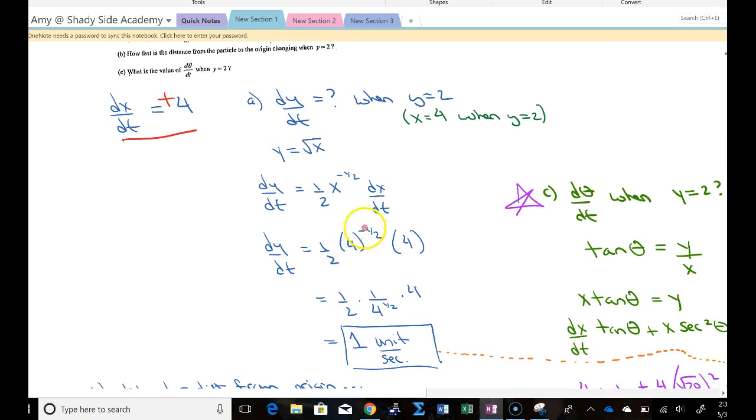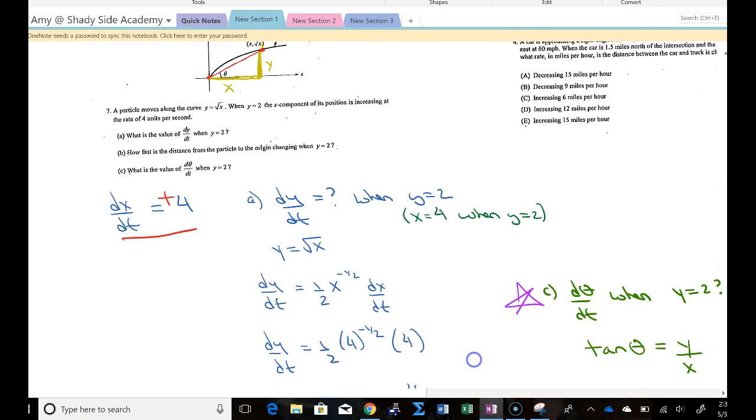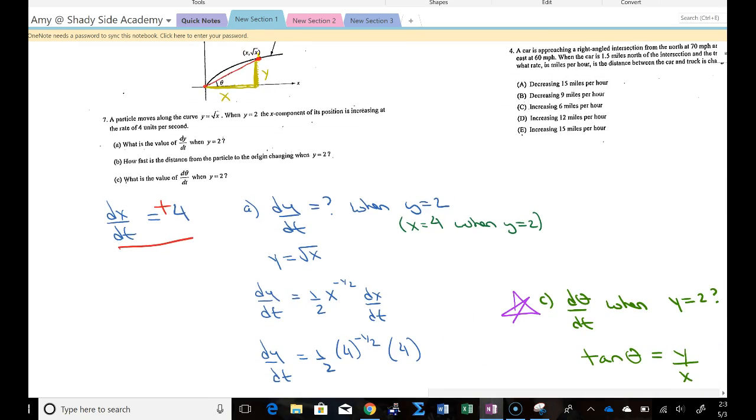Let's not mess this up. 4 to the negative 1/2 is 1 over 4 to the 1/2. 2 times 2 in the denominator, 4 in the numerator, becomes 1 unit per second. Part B says, how fast is the distance from the particle to the origin changing? Again, at that same moment in time.